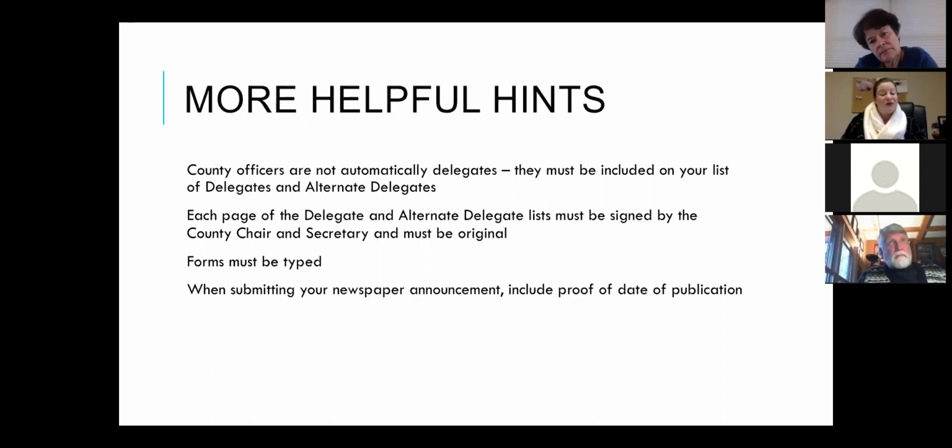Please type your forms. We always have people handwrite the forms and then we have to go back and type them. Sometimes it's very hard to read the handwriting, because they'll take the Excel sheet and just handwrite on it. That makes it very difficult. Another issue we usually have pop up with a few counties is when you're submitting your newspaper announcement, include proof of the date of publication so that we know that it was published 15 days in advance.